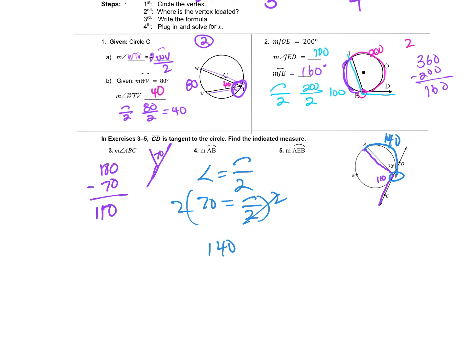Now what is our arc AEB? So this time we are looking for A going to E to B. So where's the vertex? It's on the circle, so it's the angle equals the arc divided by 2. So I know the angle is 110 equals the arc divided by 2. Multiply both sides by 2, so that gives me 220 equals the arc. So then this would be 220.